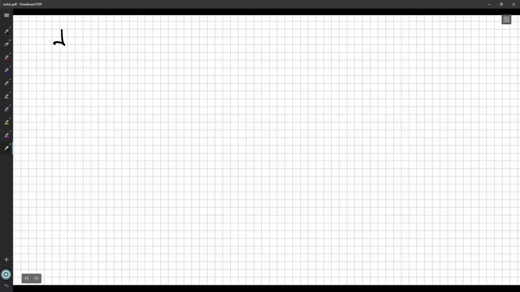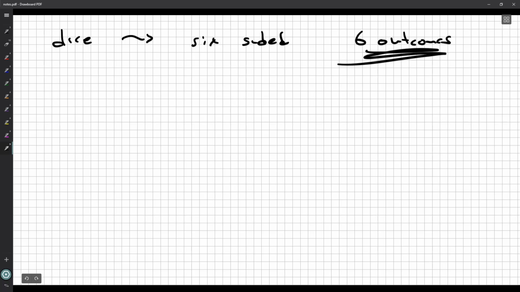So we should know that dice are six-sided, so 6 outcomes. So there's 6 possible choices. Well, no, let's go through it a little slower.